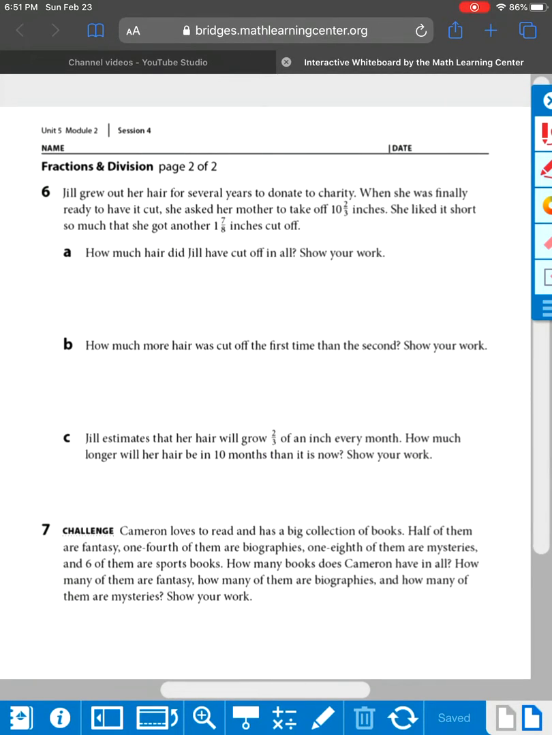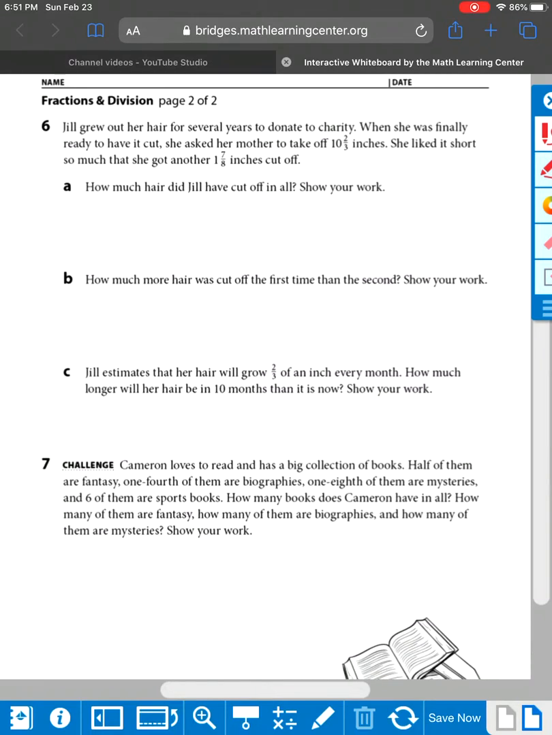All right, so for these problems, on page 98 of the homework, we have a big word problem. So our story problem goes like this. Jill grew out her hair for several years to donate to charity, and she was finally ready to have it cut. She asked her mother to take off 10 2/3 inches. She liked it short so much that she got another 1 7/8 inches cut off. So we want to know, how much hair did Jill have cut off in all?